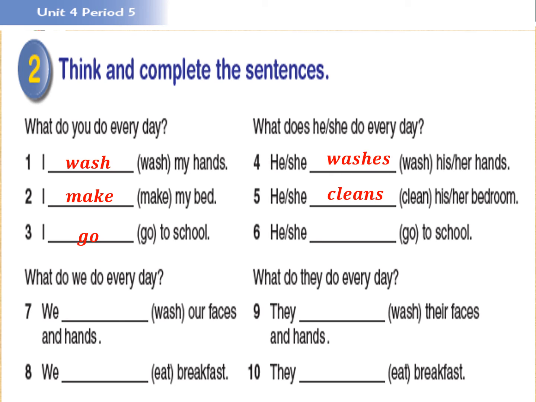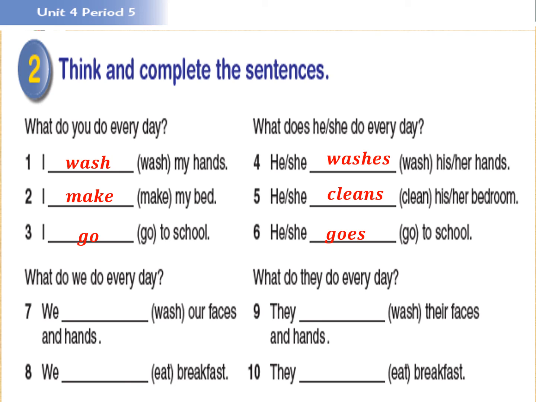Number 6. He, she goes. We add es to the verb. In general, we add s, but we add es to the verb when the subject is singular and the verb ends in sh, ch, o, x, and ss.